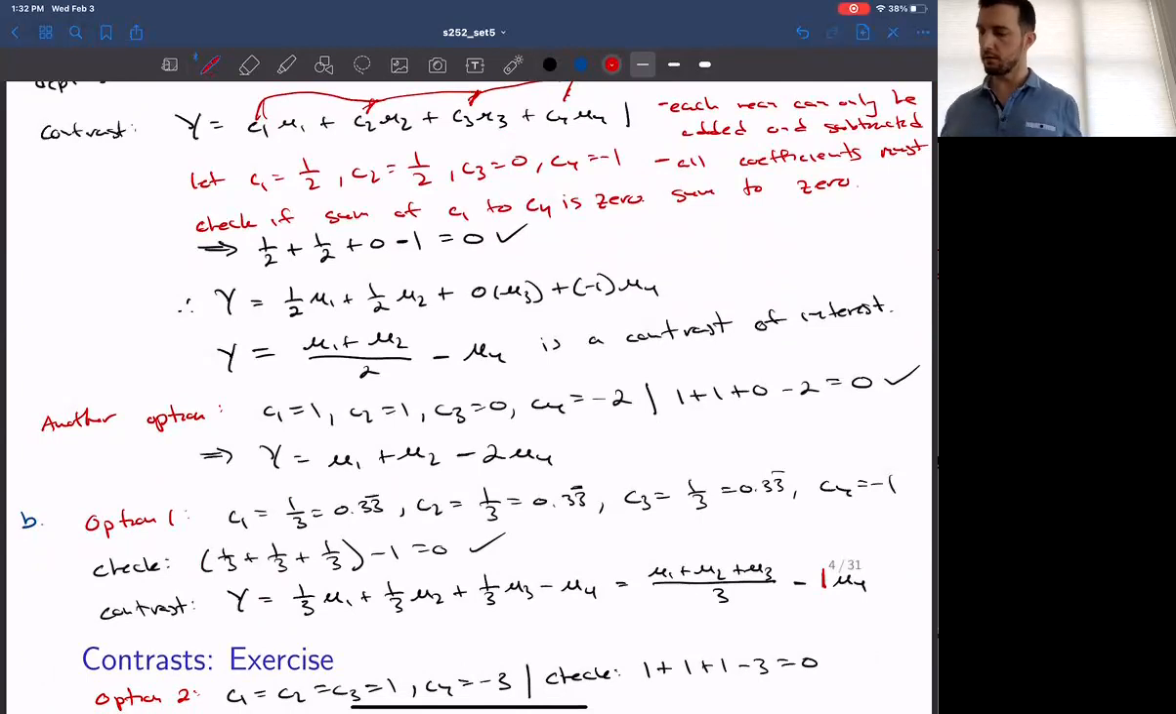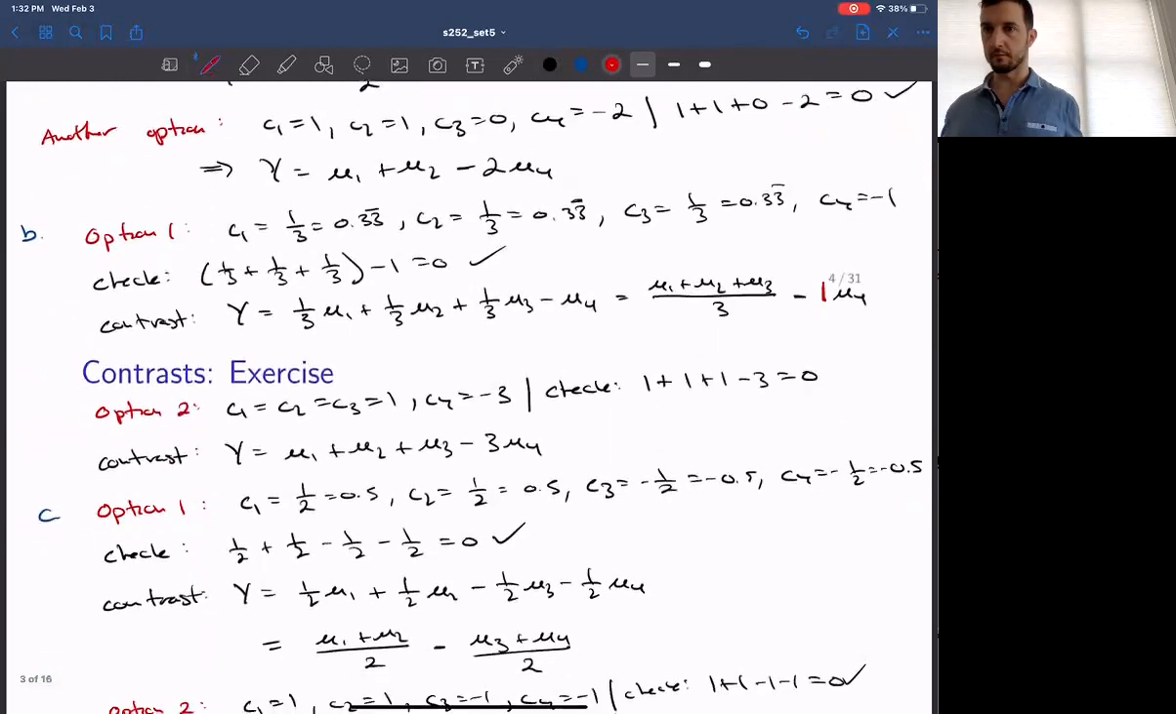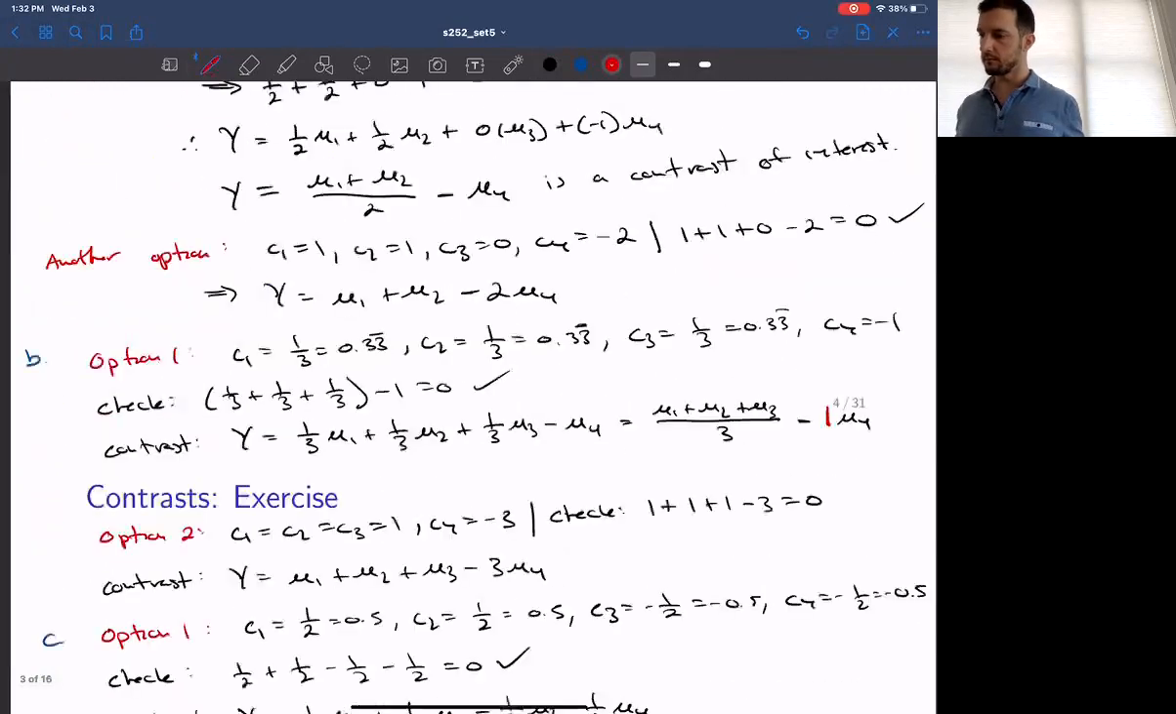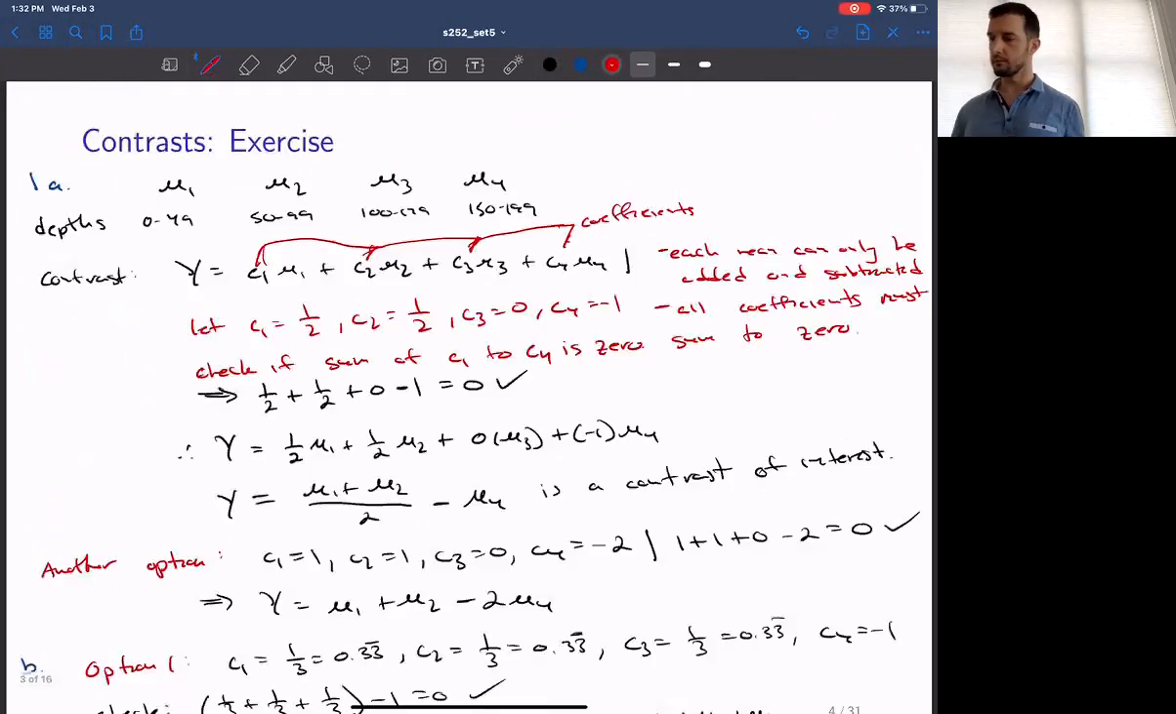I have a question regarding 1A. With that one, it's looking at mu1 and mu2 versus mu3, or versus mu4, but it doesn't mention mu3. So is that why it's 0 in your equation? That's exactly why. Yeah. Okay, thank you.